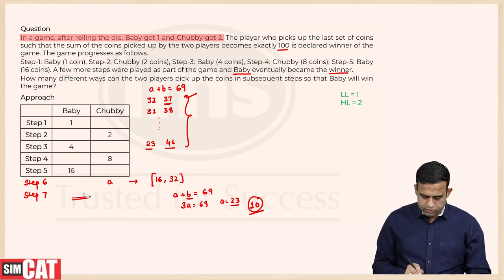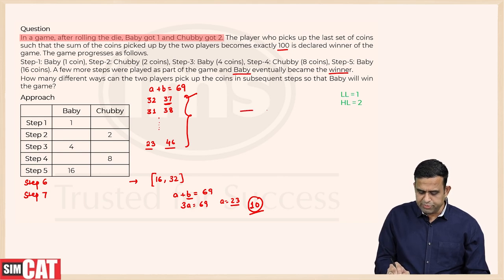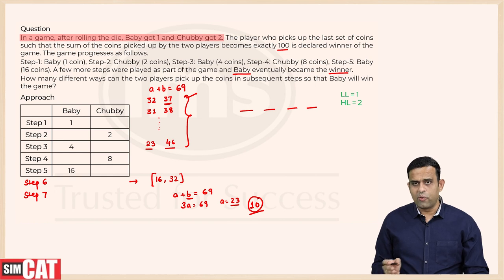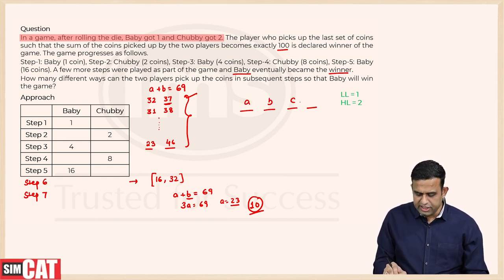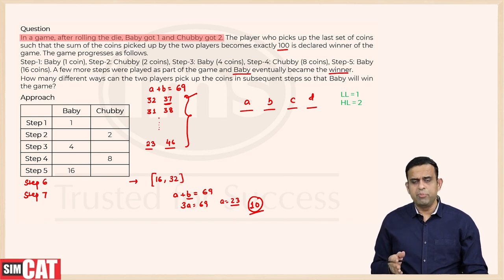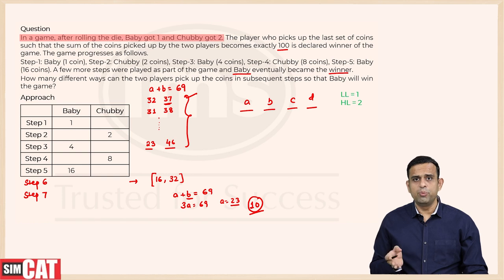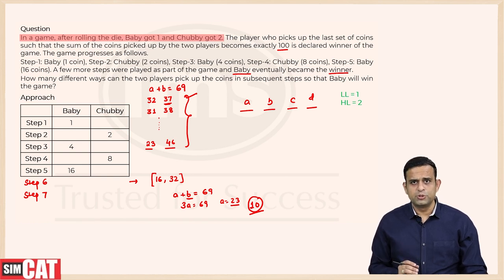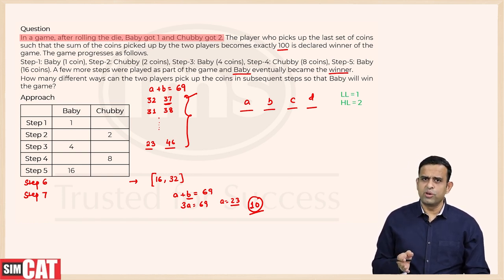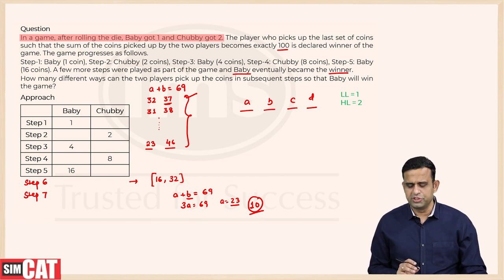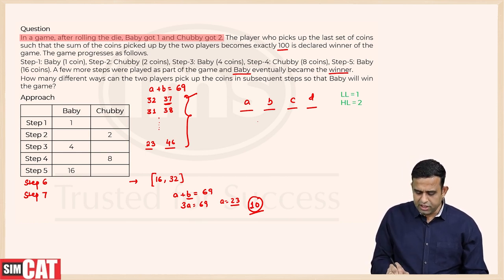So there could be 4 coins picked up by, let's say, Chubby and Baby over here. Now what I want is some of the 4 values. Suppose these are A, B, C and D, where the value of B will be more than or equal to A but less than or equal to 2A. The value of C needs to be more than or equal to B but less than or equal to 2B. The value of D should be more than or equal to C but less than or equal to 2C. Now in this particular case also, A plus B plus C plus D must be equal to 69.